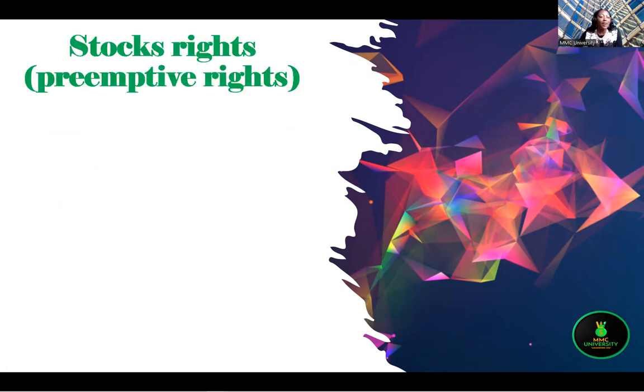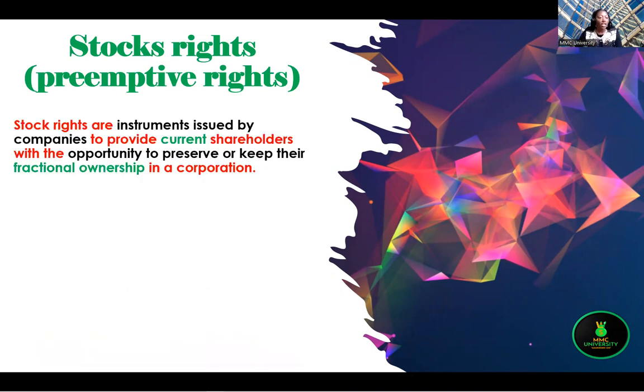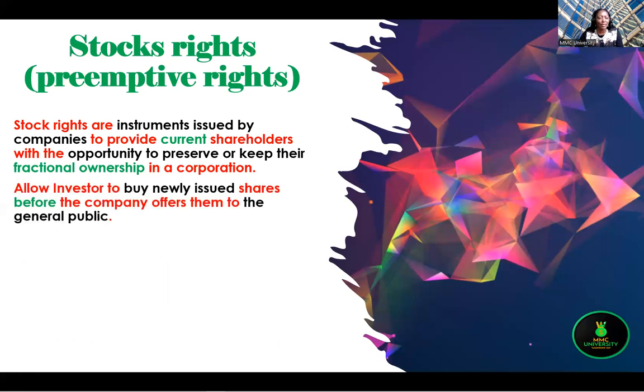Okay, so we're going to be talking about stock rights, what's also called preemptive rights. What those are: stock rights are instruments that are issued by companies to provide current shareholders with the opportunity to preserve or keep their fractional ownership in a corporation. That's a mouthful, so I'm going to explain what that means. It allows investors to buy newly issued shares before the company offers them to the general public.